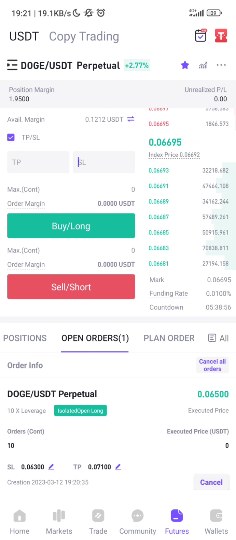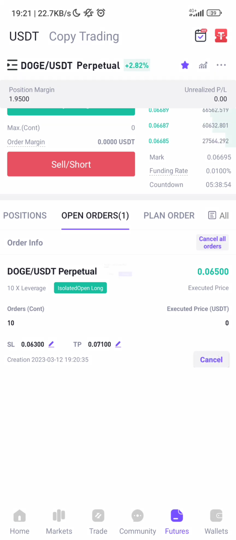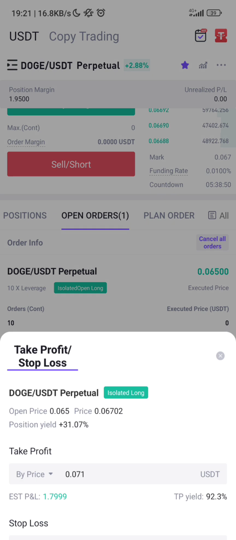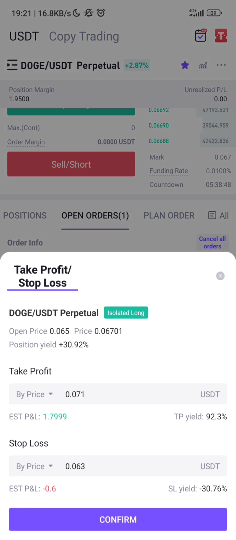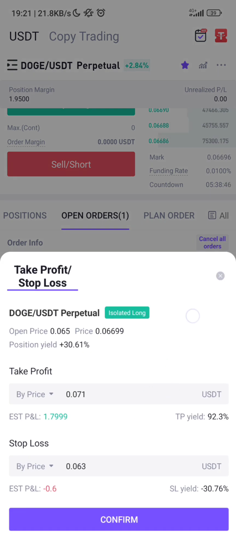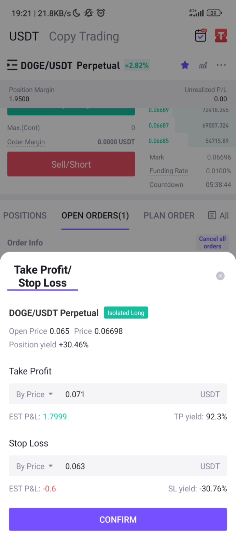But let's cancel it just to show you how to open another. Click on cancel. Even though you've set it, you can always adjust your stop loss. It's also going to show us our potential profit and potential loss. Now coming to adjust it, if my trade executes at this price point, so my position, 0.07 is 30% profit, right?